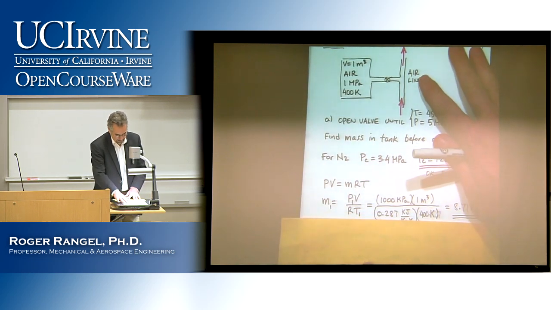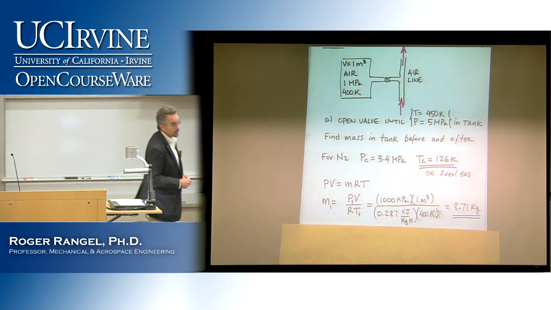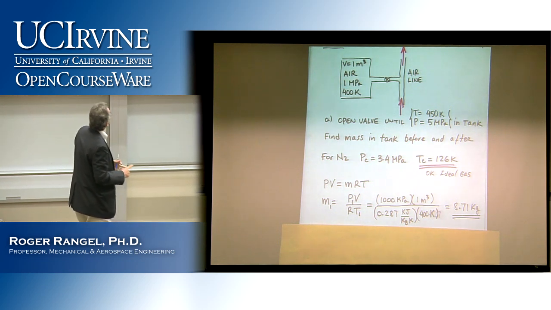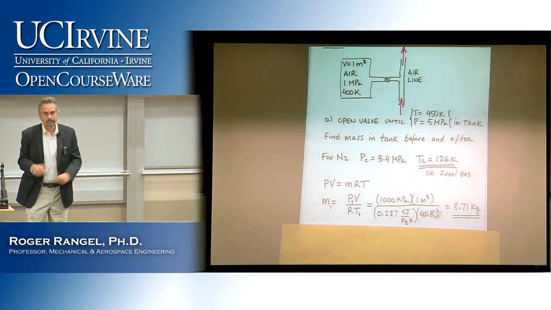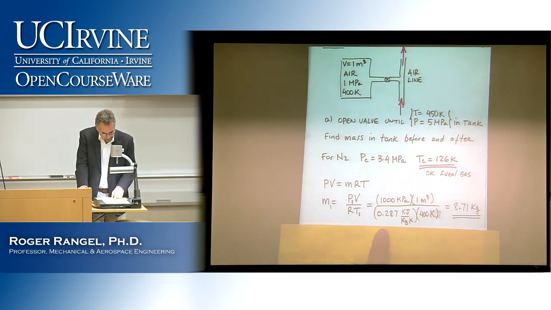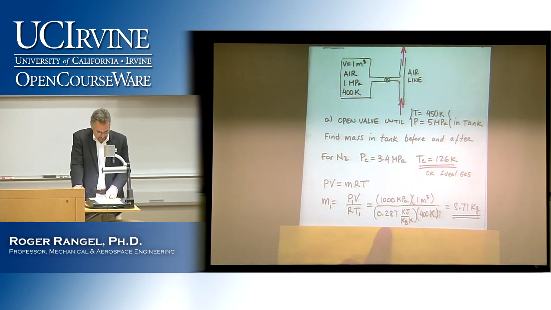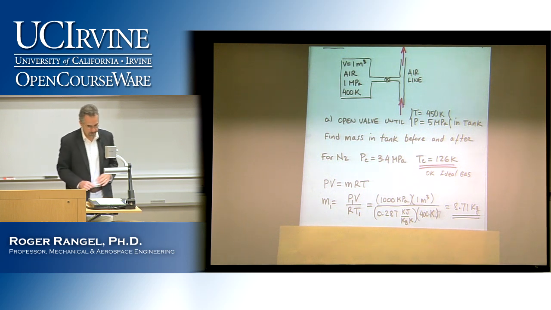And therefore, I can immediately answer the first question, which is to find the mass initially in this tank, because I have the pressure, I have the temperature, and I have the volume. And of course, this is the gas constant for air, because now I'm doing the problem for air, which is the universal gas constant over the molecular weight of air. So I have everything, I can get the initial mass.